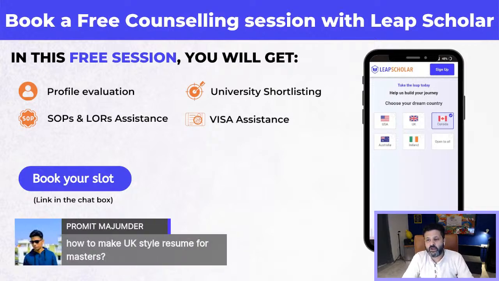Promit, how to make a UK style resume for masters. Promit, I'll give you one tip. Most B schools, if you go to the application section, would have a sample CV or a sample format. I don't remember which B school has it, but I was recently looking at Imperial College London's website. If you look at the Imperial College MBA or MSc degree in business, or any business subject, they have a link to that template which you can download. So check that out, and I'm pretty sure it will be helpful.